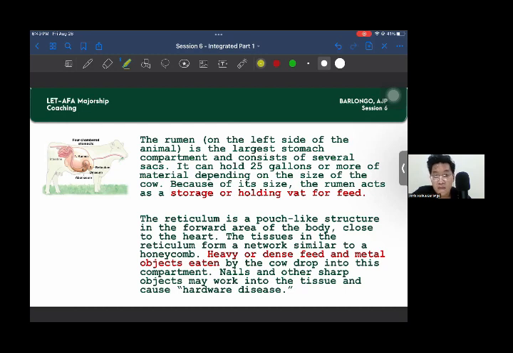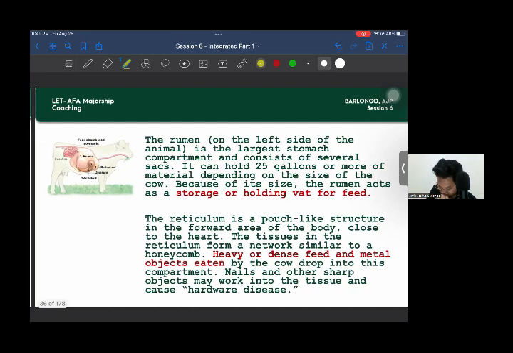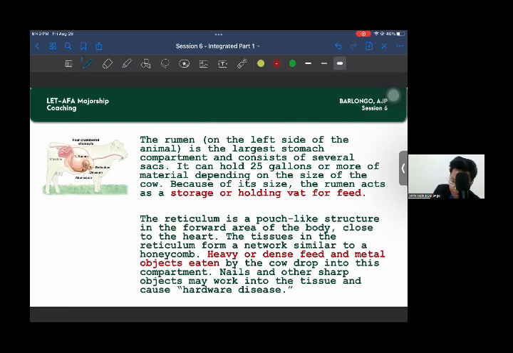So, makikita natin dito sa next na compartment which is yung reticulum. So, yung reticulum naman, it's a pouch-like structure. May pouch-like structure siya. Ayan, so close to the heart. So the tissues in the reticulum look like a honeycomb.